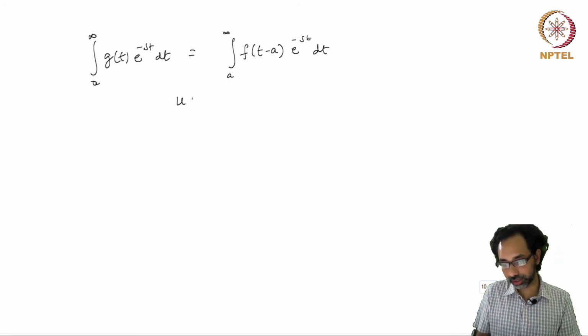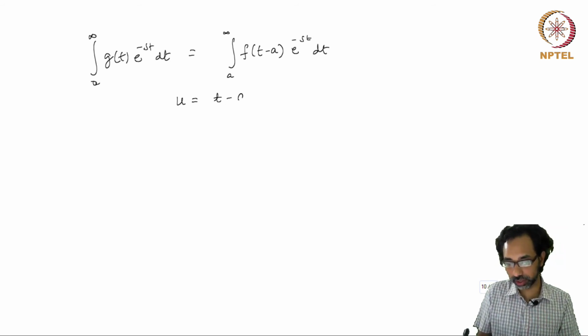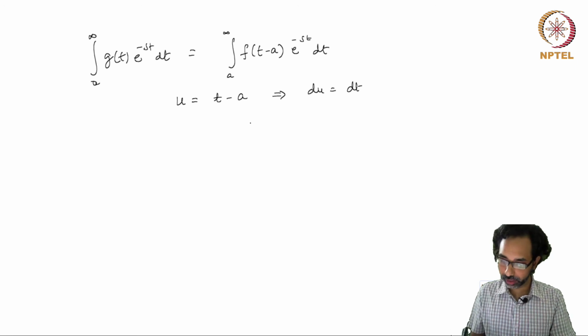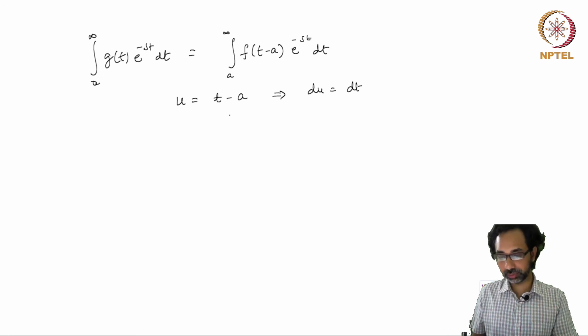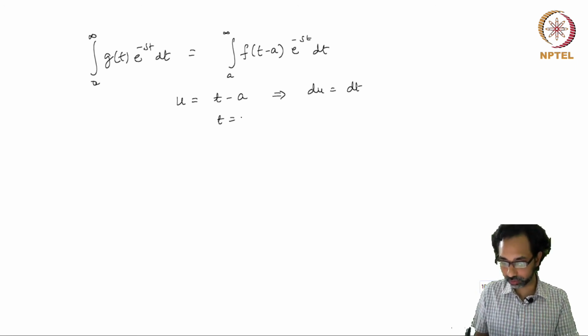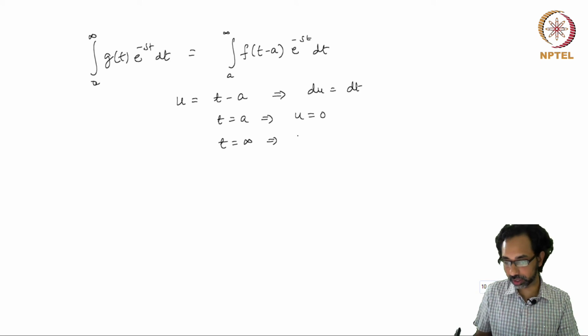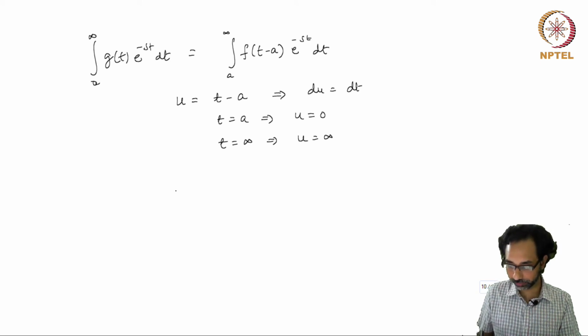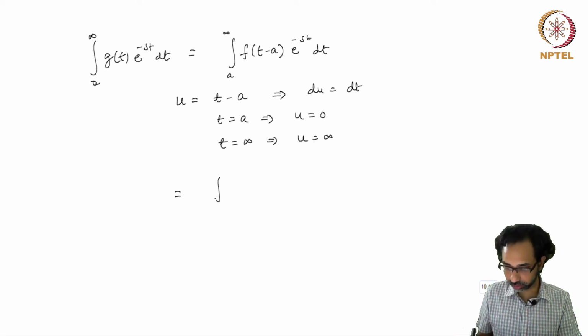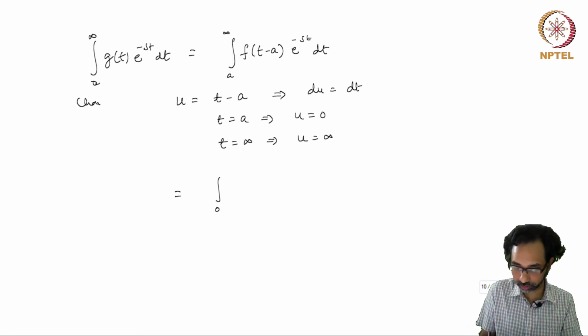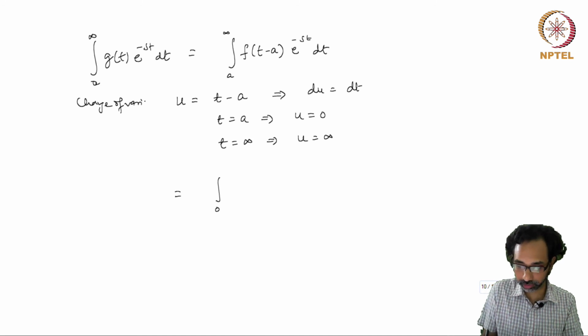So again now we can make a change of variables, u equals t minus a, which means that du equals dt, since a is a constant. And let's see what the limits of integration are. When t equals a, this means that u equals 0, and when t equals infinity, this means that u equals infinity. So we can write this integral after the change of variables.